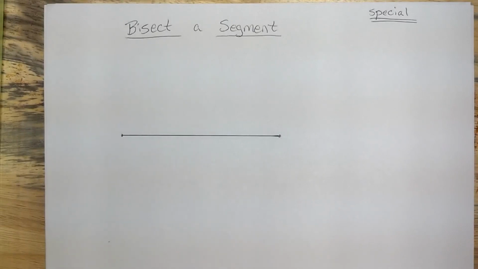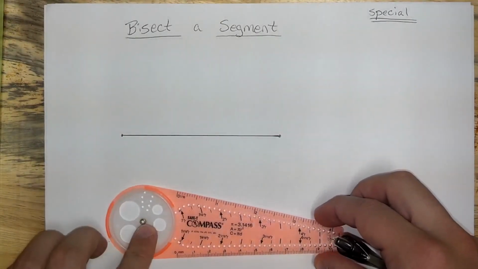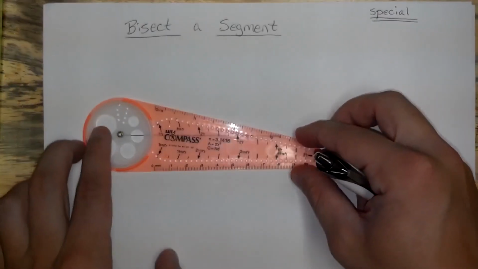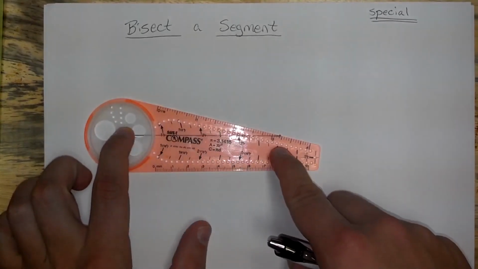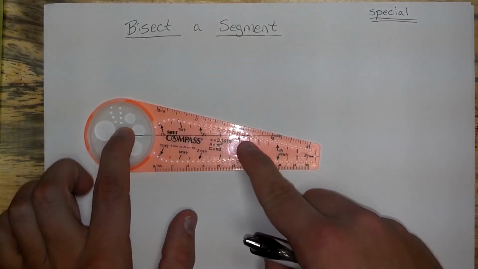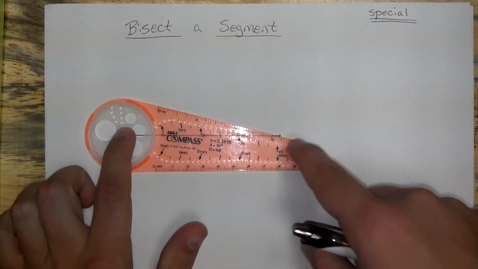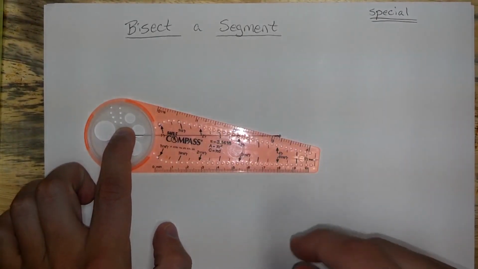How to bisect a segment. First, have a segment. Next, go ahead and get your safety compass and line it up, the brass ring, with one of your endpoints. Then, pick one of your marks along your compass that is beyond halfway across your line segment. That way we can make an arc above and below, come to the other end, do the same thing, and somewhere those two arcs will crisscross.